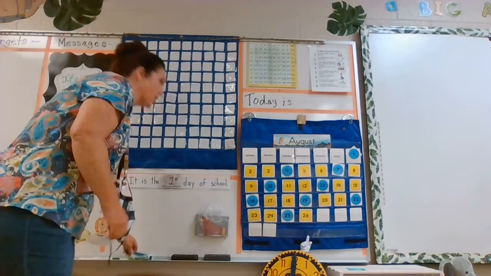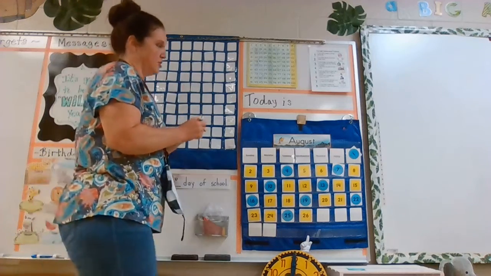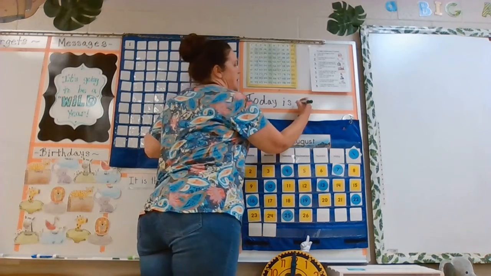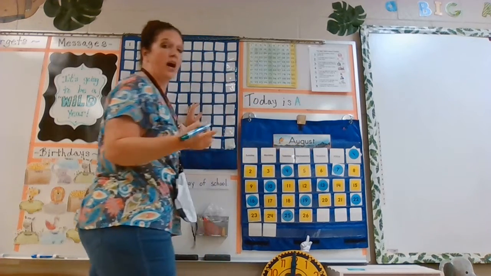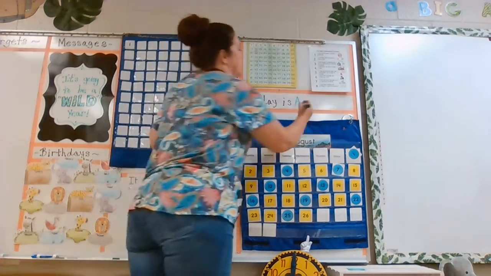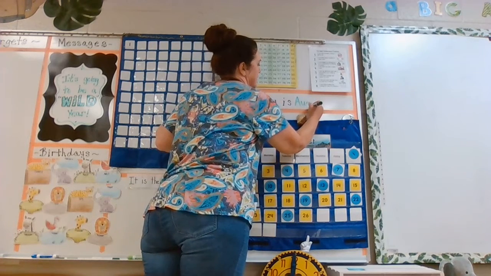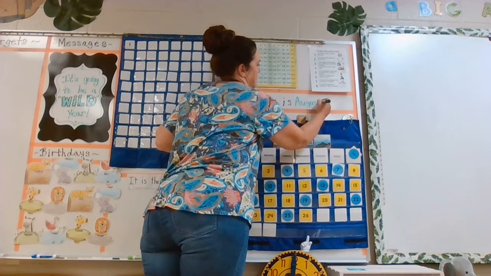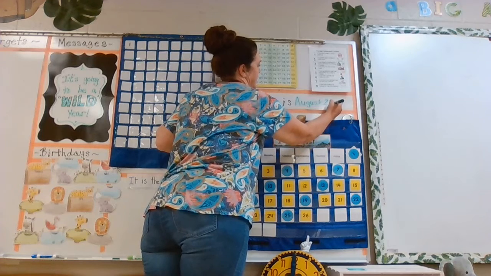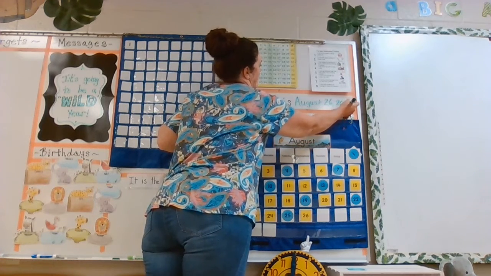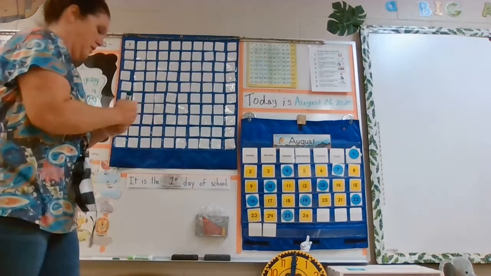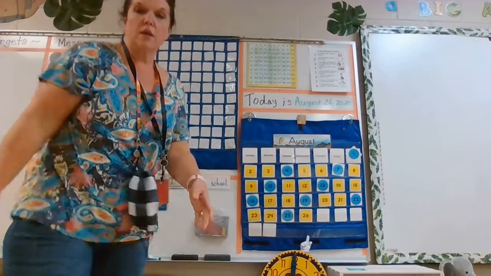So I'm going to grab my marker. I'm going to try not to block your view, but I'm going to write August. August starts with a capital letter because it's the name of the month. So August 26th, then there's a comma, and you write 2020.